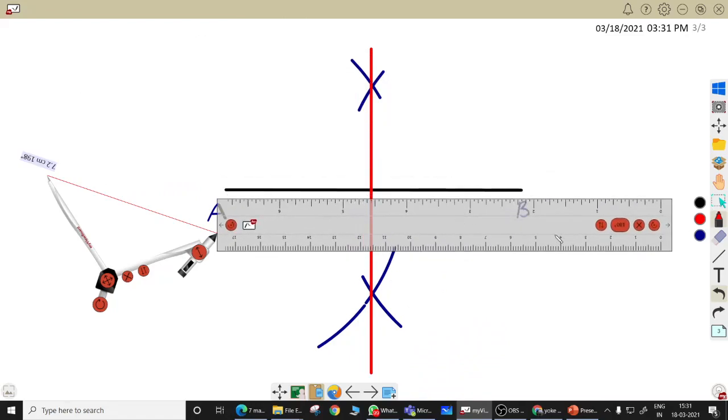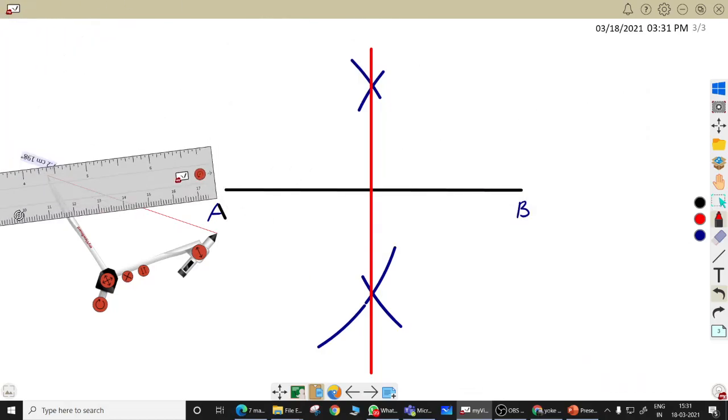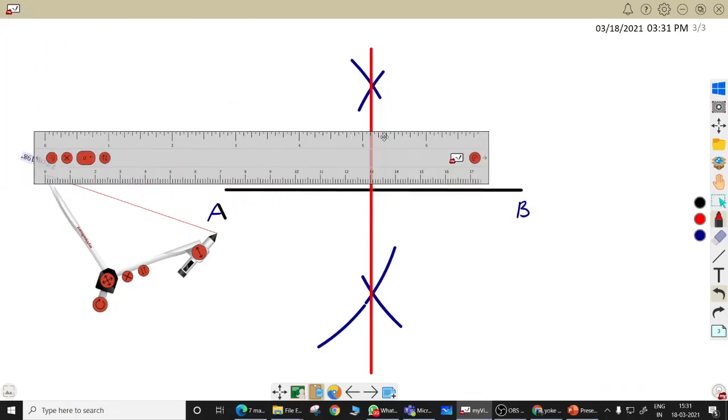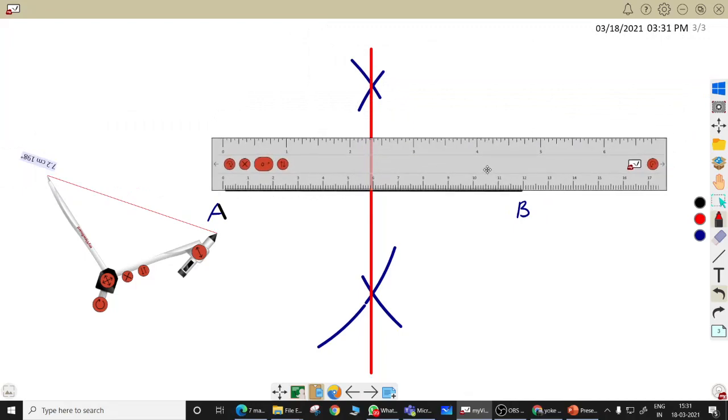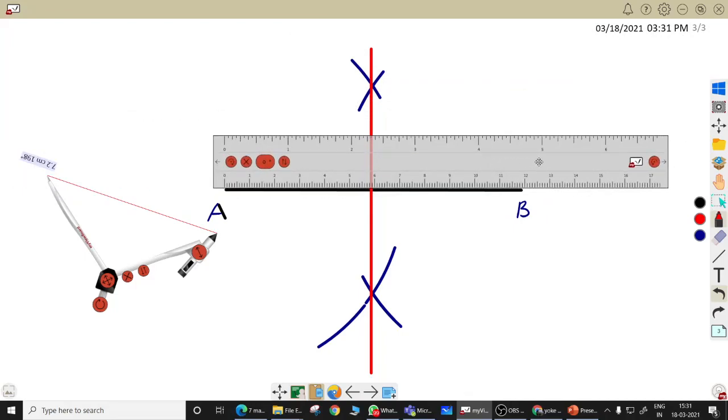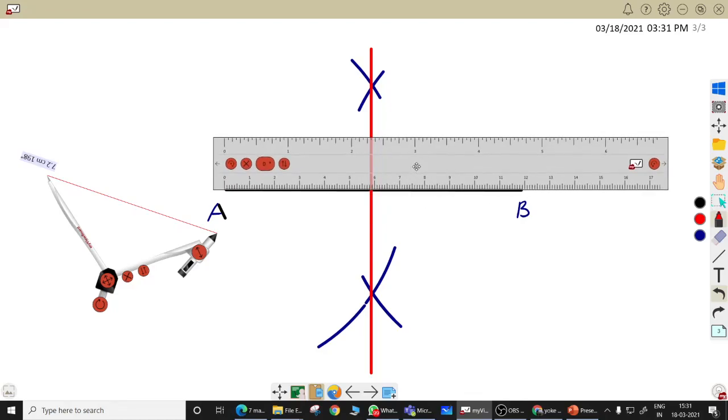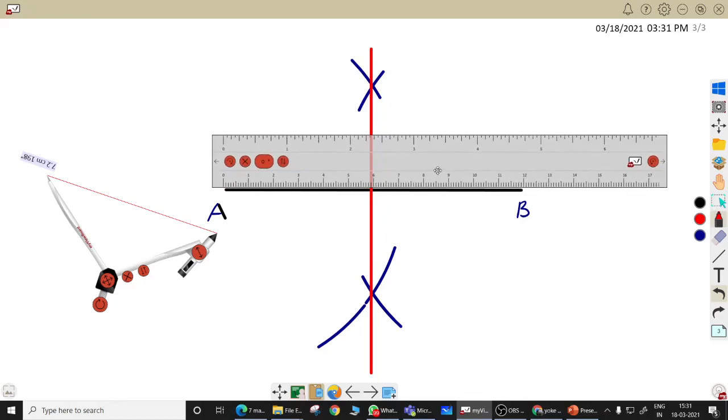For that I need the scale here. Okay, keep it here. You see the measurement, it is just 12 centimeter, so the half must be close to 6 centimeter, and it is accurate. So my dear students, it is possible to draw a perpendicular bisector to the line segment using compass and ruler.